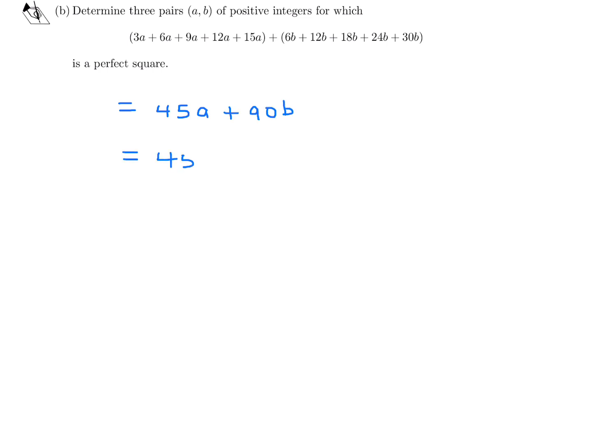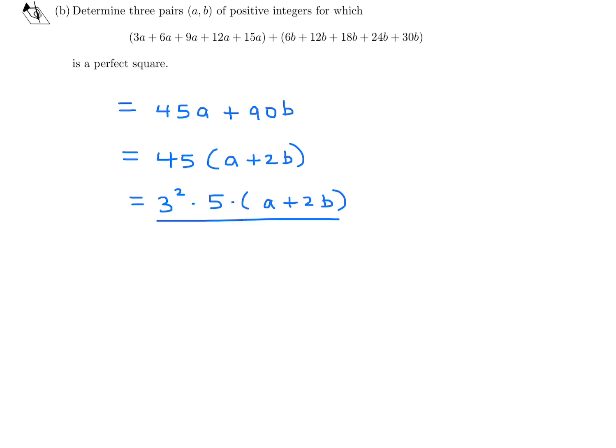Okay, well, factor out a 45 first. That gives me a plus 2b. And then the 45, let's break it up into its prime factors. It'll be 3 squared times 5. And then we have this a plus 2b. Okay, now we can discuss this. In this format, it's going to be a little bit easier to understand.